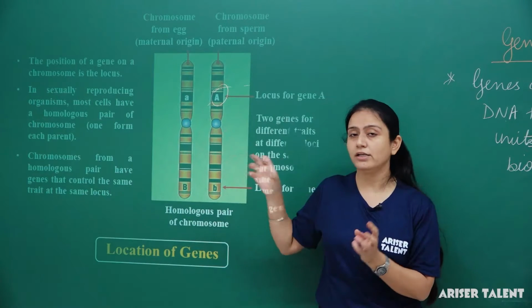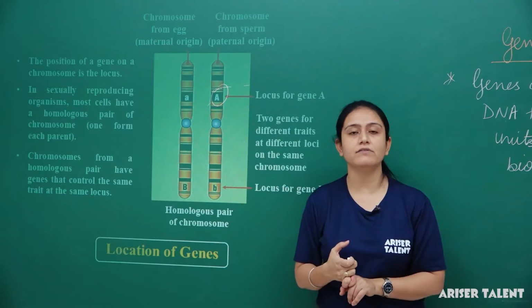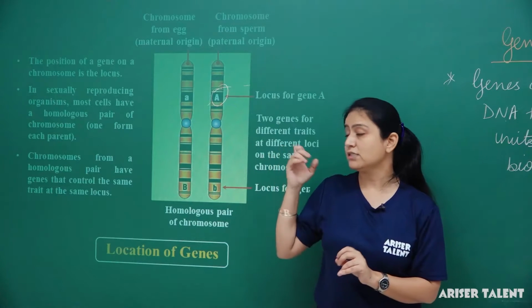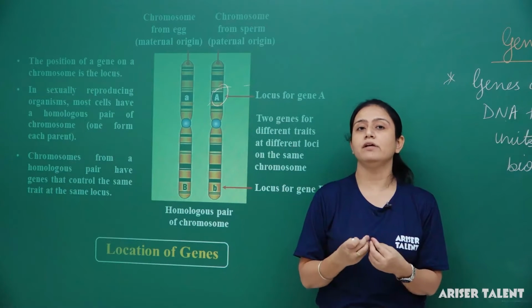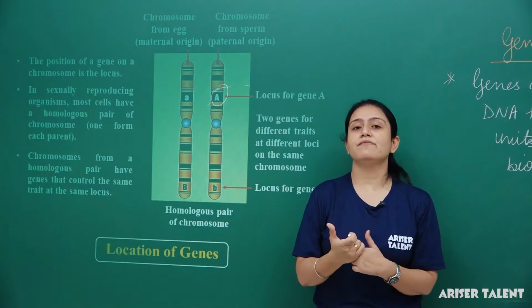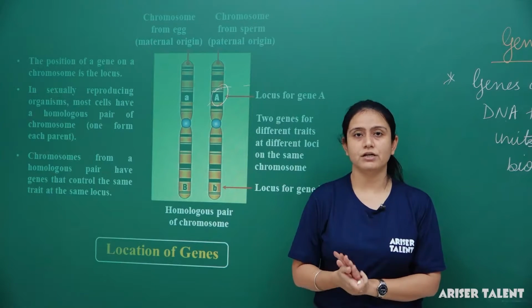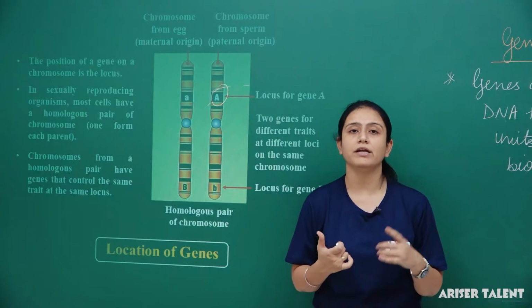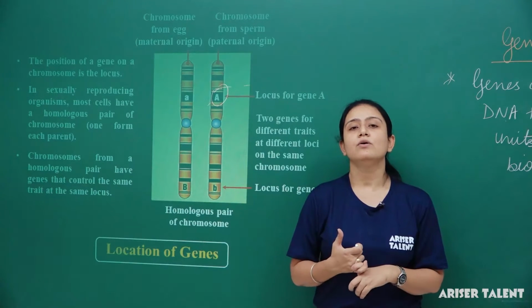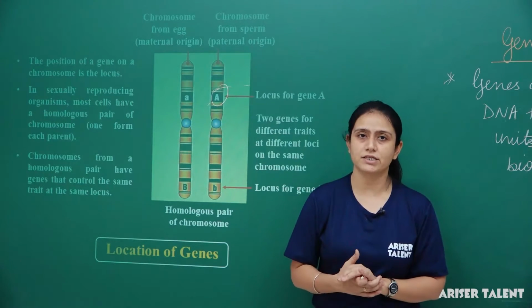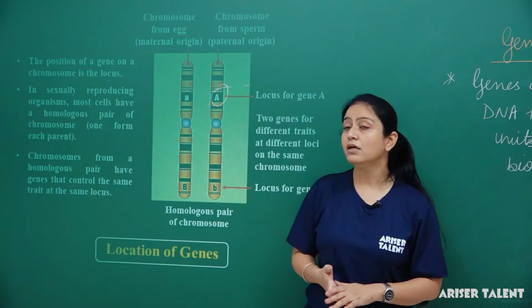So this gene which is carrying the specific character, the specific hereditary material, the specific function, will specify the particular feature. It may be color of hair, color of eye, type of hair, color of skin, tallness, dwarfness, etc. So this is all about the genes.